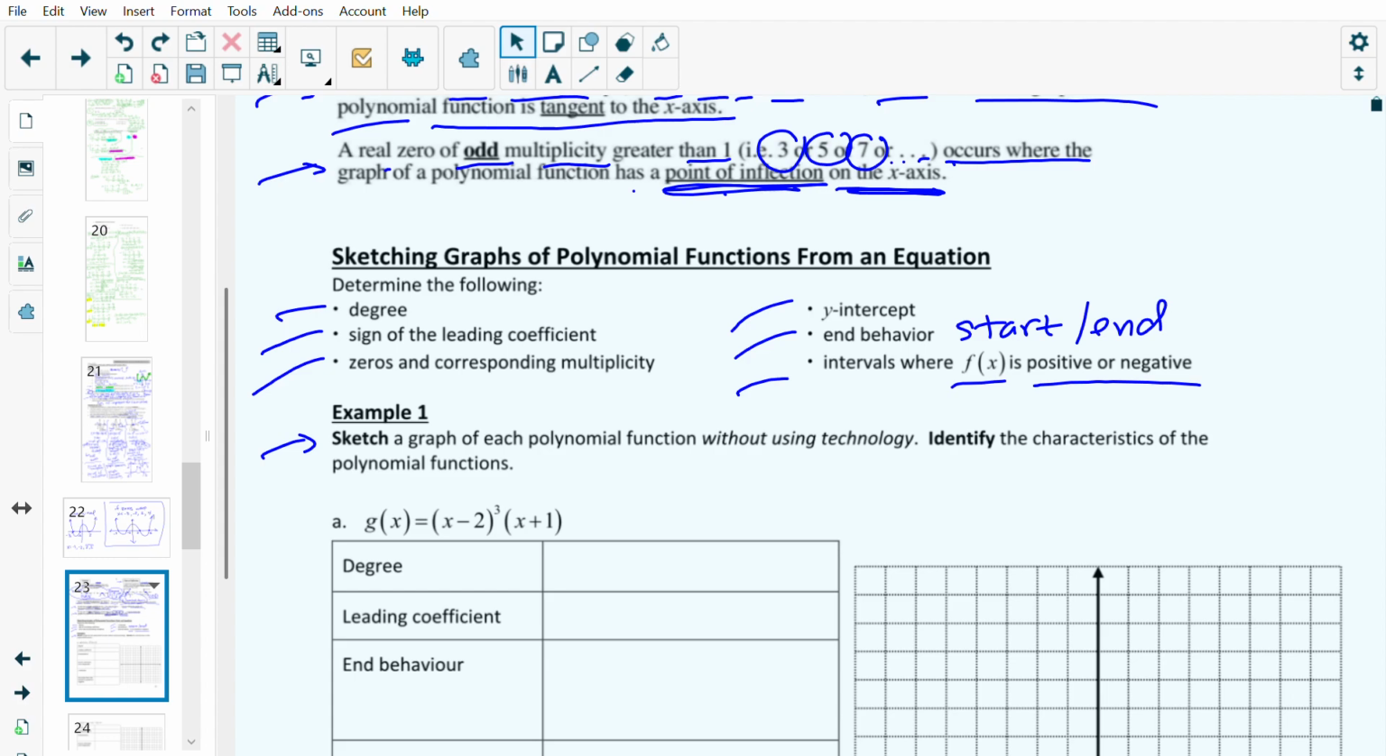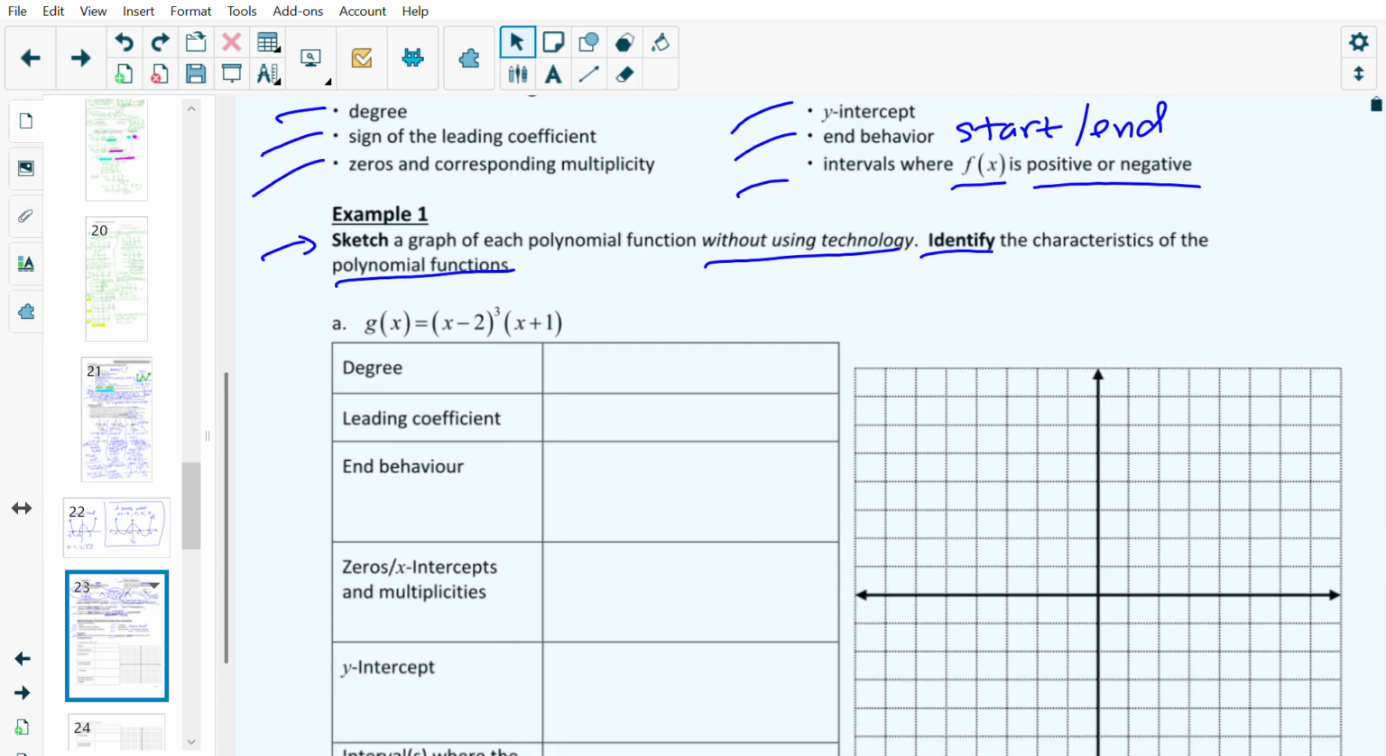So example 1, sketch a graph of each polynomial function without using technology. Identify the characteristics of the polynomial functions. Okay. If we're sketching, it doesn't mean it has to be super exact, but we're going to get all the key points correct. Okay, so the degree, x to the third, x to the 1, okay, add those up, right, we get a degree of 4. And this is a quartic.